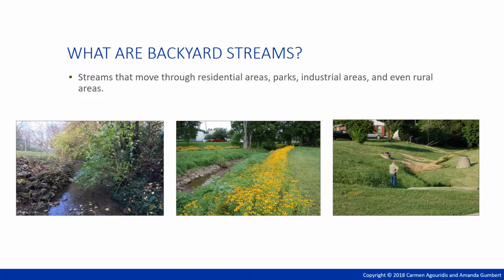Backyard streams are basically just what they sound like, streams that run through your backyard or front yard or along the side yard. They are streams that may run through your local parks, cross through industrial or business districts, or just be part of the rural landscape. These streams have a defined channel, bed, and banks, and have water flowing at least some portion of the year.